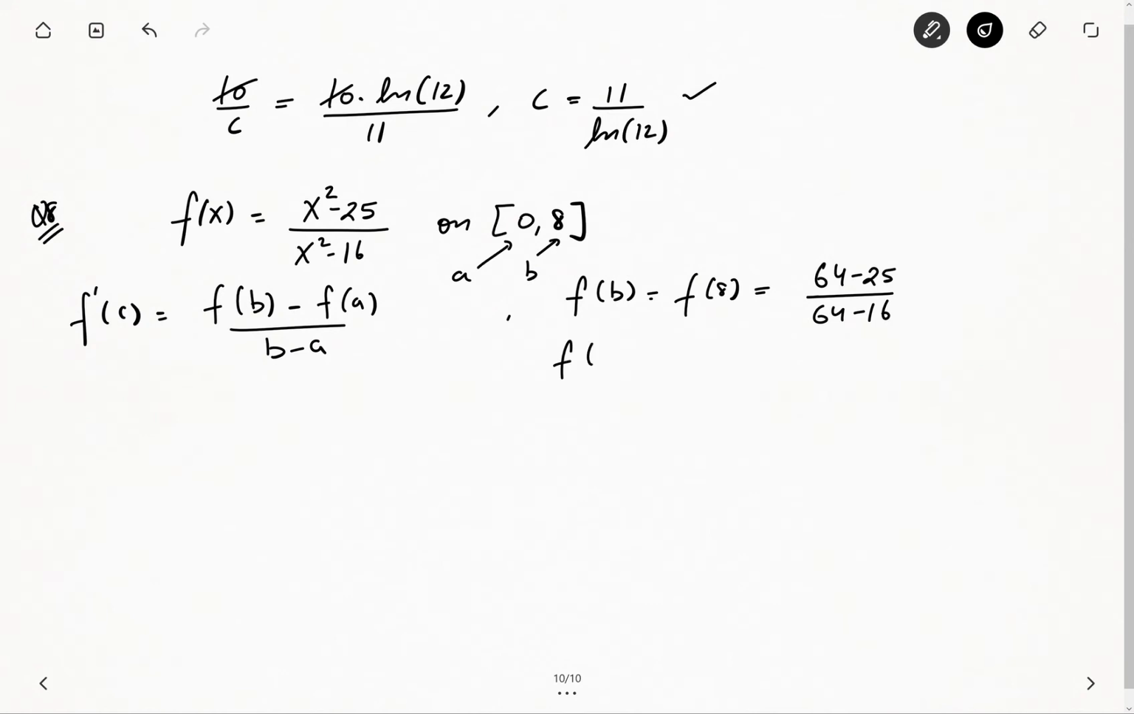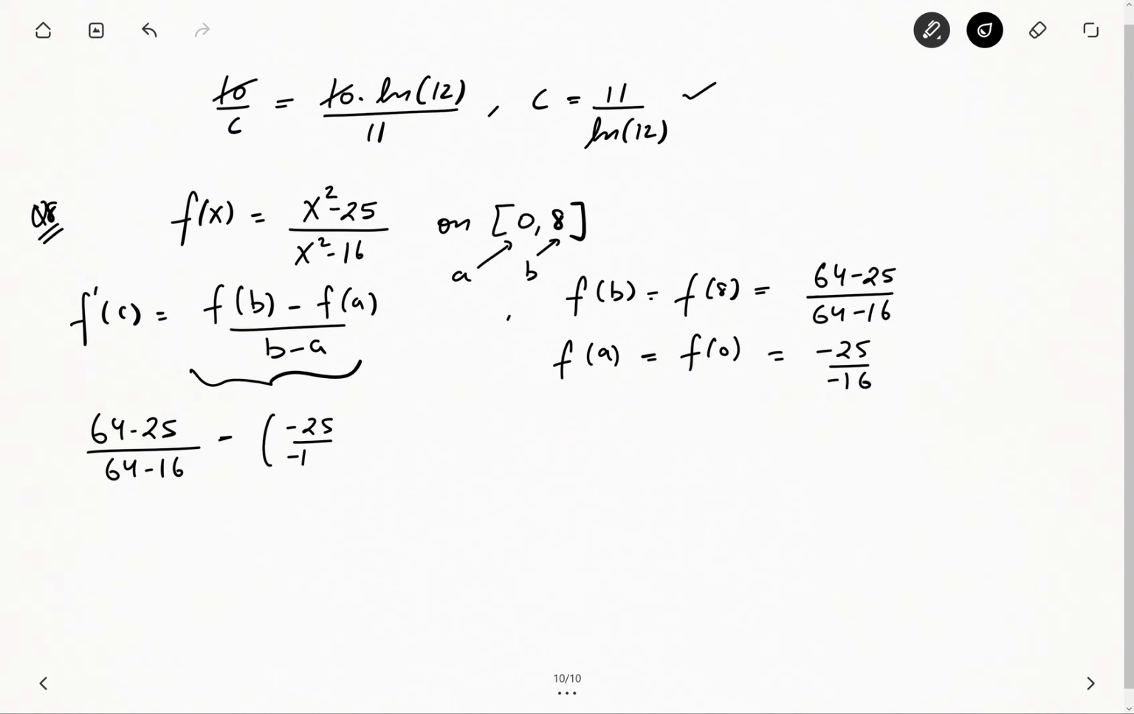Similarly, when you plug in f of a, you get f of 0, which is technically just negative 25 over negative 16. So now, if you were to compose the slope of the secant line from this, what you get is 64 minus 25 over 64 minus 16, minus negative 25 over negative 16, everything divided by 8 minus 0. So this is the slope of the secant line.